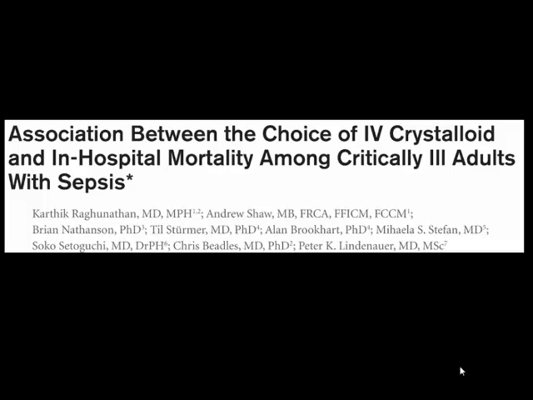So I found this article. Unfortunately, I couldn't find any clinical trial, but I found a good cohort study that was published in 2014 in a critical care journal. The title of this study is Association Between the Choice of IV Crystalloid and In-Hospital Mortality Among Critically Ill Patients with Sepsis. So this is a cohort study.